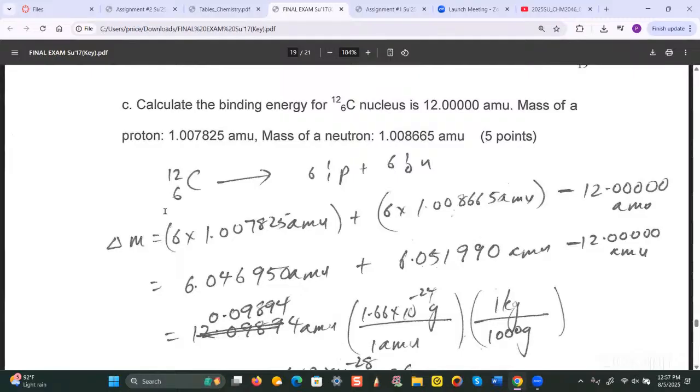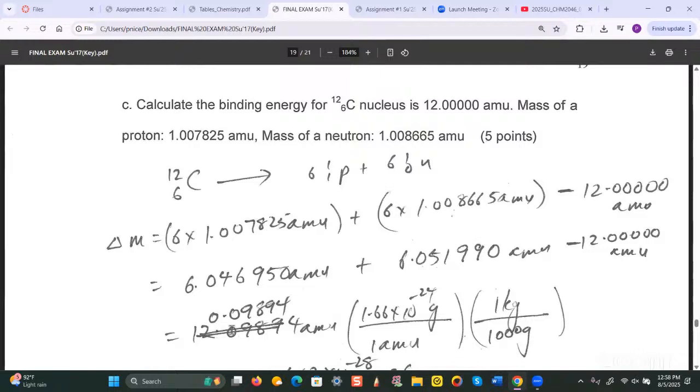So for example, in the case of carbon-12, they gave you carbon-12, which means that the mass number is 12 and the atomic number is 6. So that tells you that the number of protons is 6 and the number of neutrons is also 6, right? So basically, to find delta M, we take 6 times the mass of the protons, add that to 6 times the mass of the neutrons, and then from that sum, you subtract the mass of the carbon-12 nucleus. That gives you delta M, which is the mass defect.